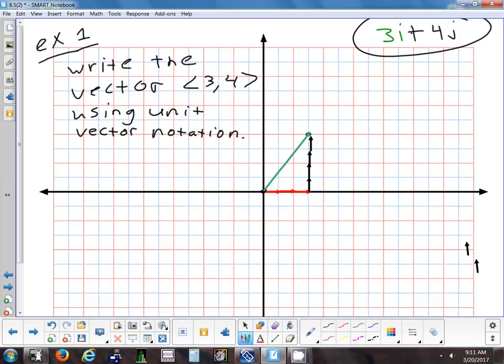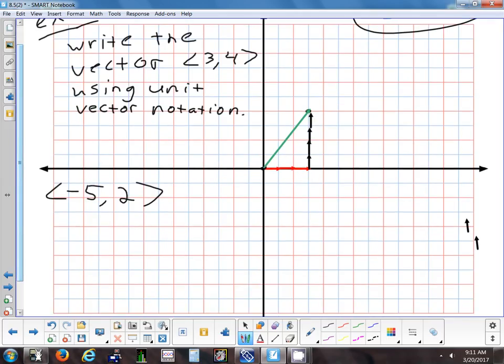So if I had the vector negative 5, 2, that would be in quadrant 2. Anyone think they could tell me how to write that with i's and j's? Yep. Negative 5i plus 2j. Yeah, that would be negative 5i plus 2j. We're not normally going to go through stacking all the vectors together to do that. We're just going to look at the vector and be able to write it that way. So you should be familiar with both notations.